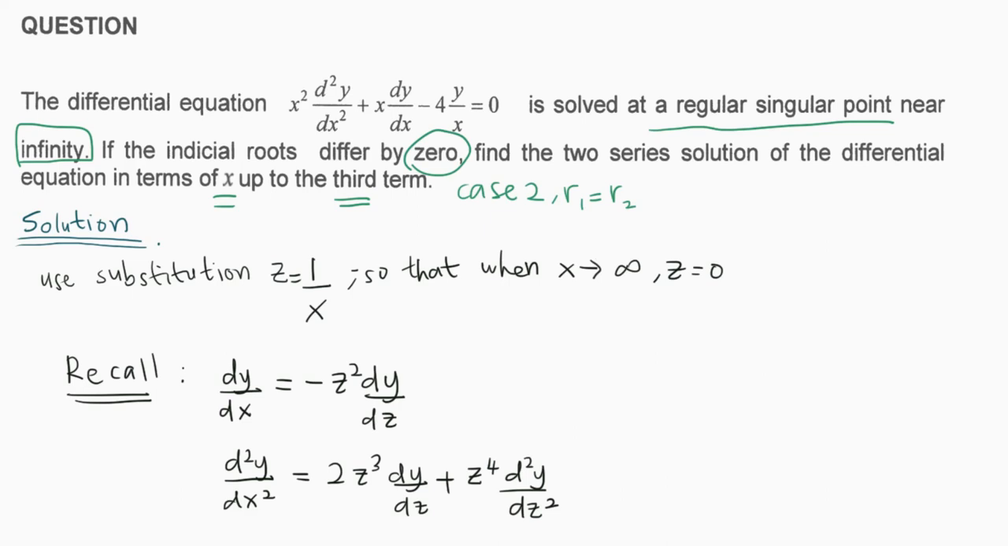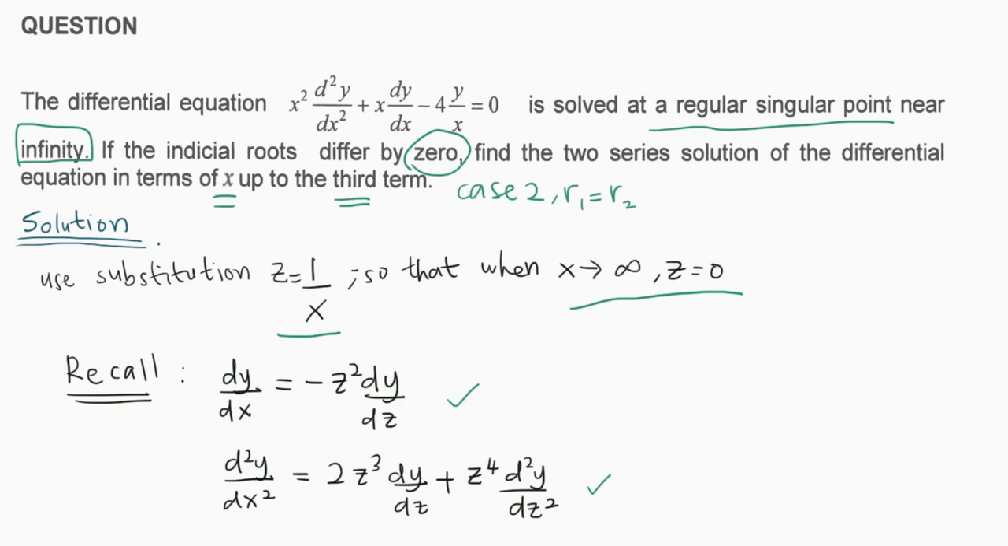Those are the coefficients that we need to find. So for the solution, we need to use the substitution z equals 1 over x, so that when x approaches infinity, z is equal to 0. Next, please recall that dy dx is equal to negative z squared dy dz, and also d squared y dx squared equals 2z cubed dy dz plus z to the power of 4 d squared y dz squared.